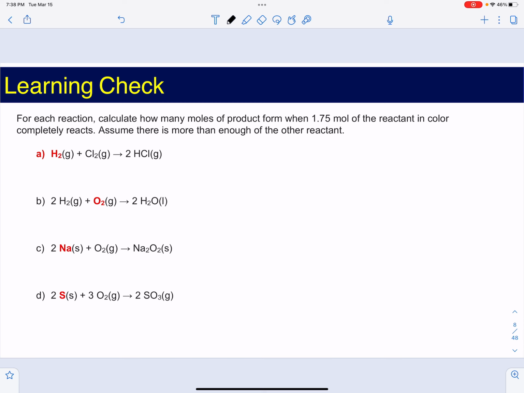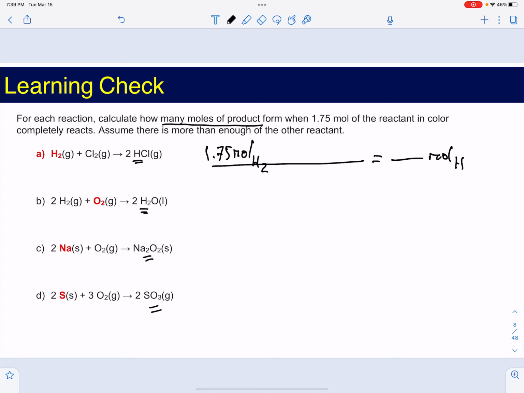So let's do a problem like this. For each reaction, calculate how many moles of the product. The product for this one is HCl, for this one is water, for this one is Na2O2, and for this one is sulfur trioxide. So given 1.75 moles of the reactant in color, in this case hydrogen gas, can you find how many moles of the product you can make?